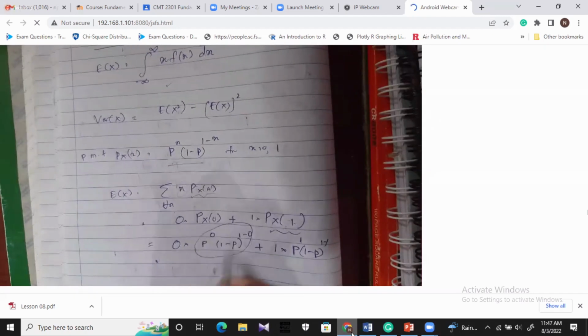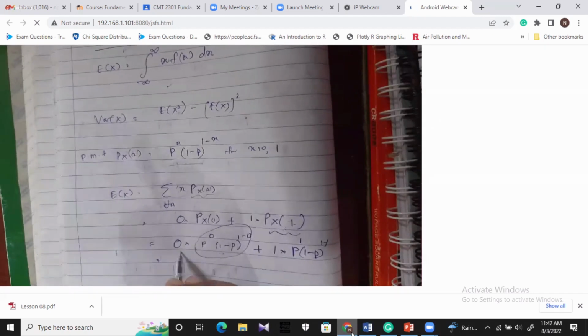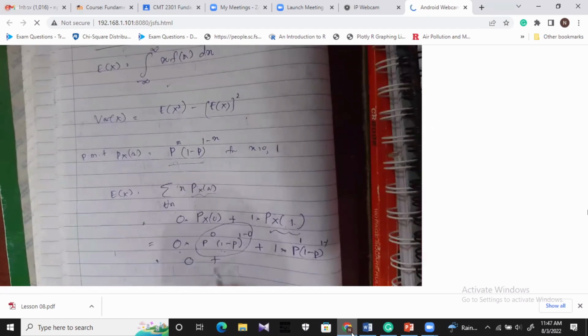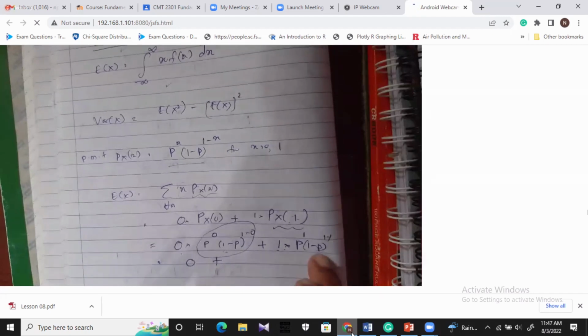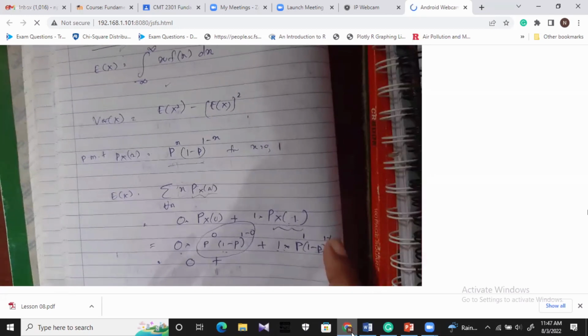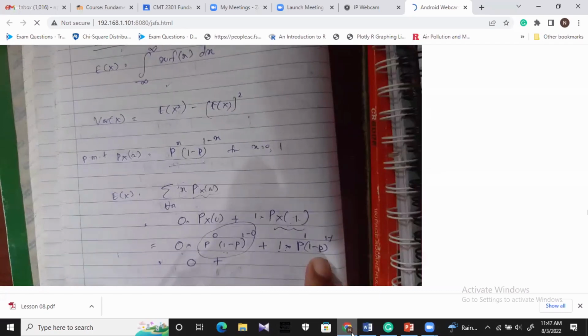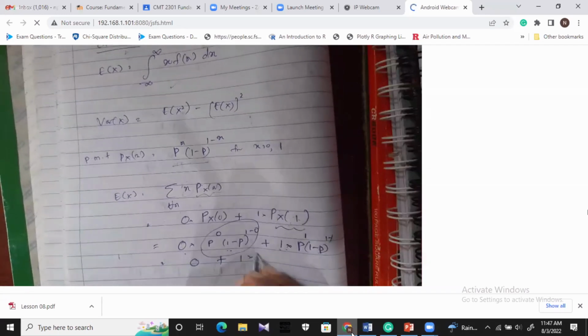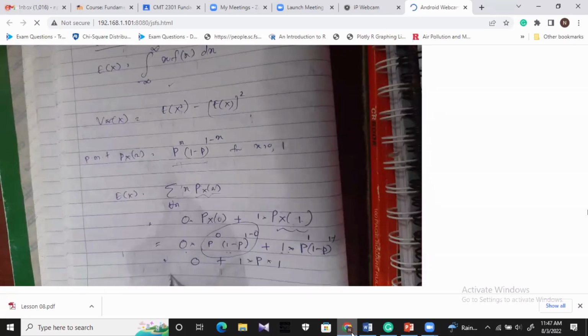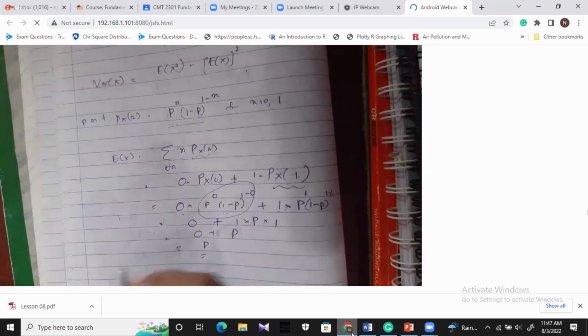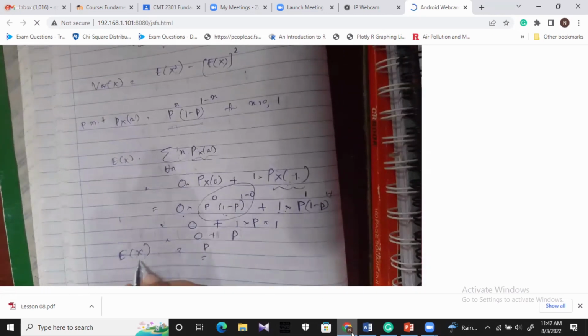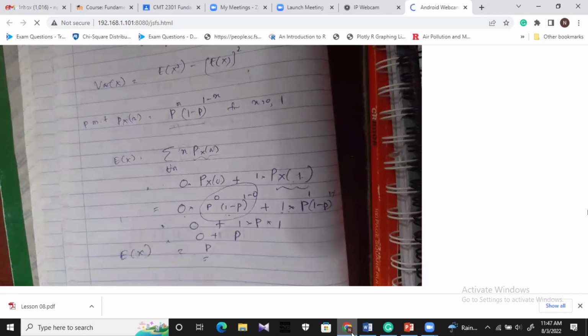No matter the value we have here, it should be multiplied by 0. Therefore, we would get 0 plus 1 times p to the power 1, 1 minus p to the power 1 minus 1. That gives 0. So, 1 minus p to the power 0 is again equal to 1. Therefore, 1 times p times 1. Finally, you have p. That means the expected value of a Bernoulli random variable is simply p.